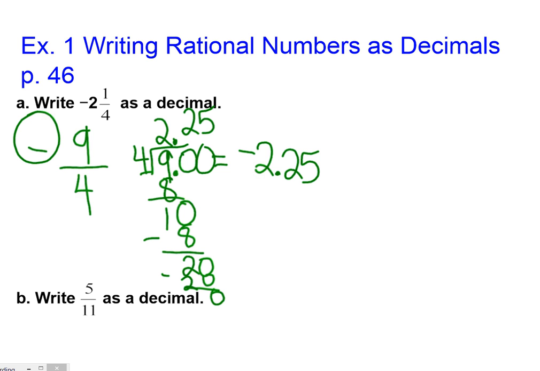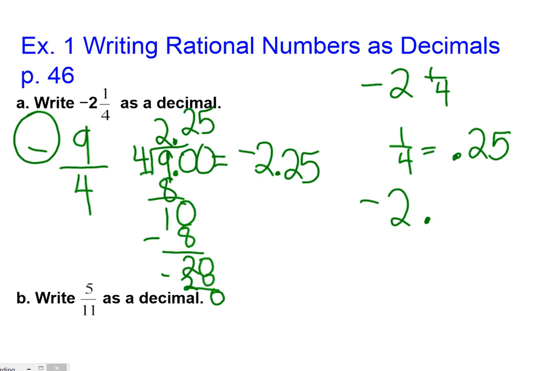Another way to do this, if you look, negative 2 and 1/4, the 2 is a whole number, so I already know it's going to be negative 2. I know 1/4 is equivalent to 0.25. I just memorized that fraction as a decimal. So when I put it together, negative 2 is the whole number. The fraction is 0.25. So negative 2.25 is a quick way to check.